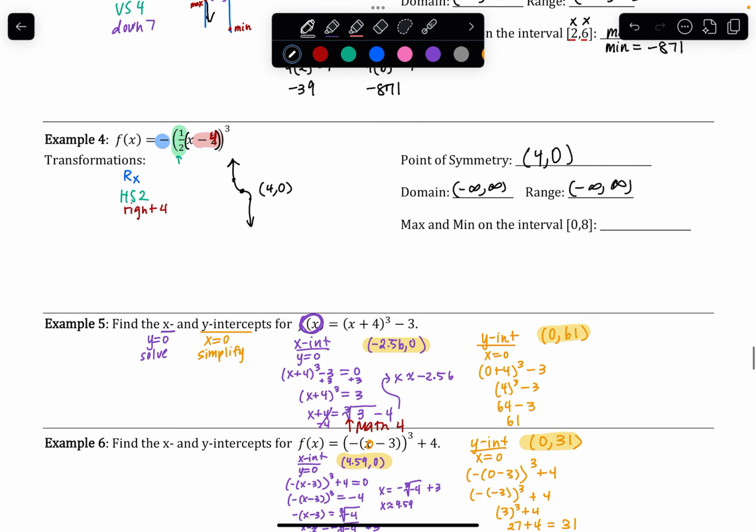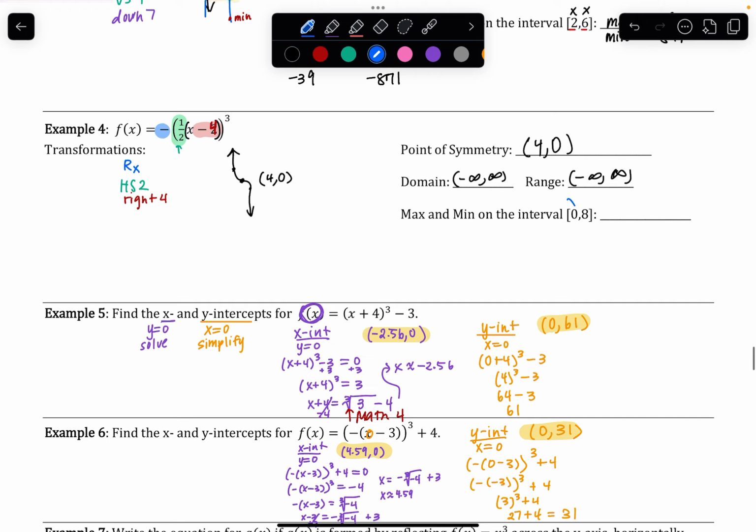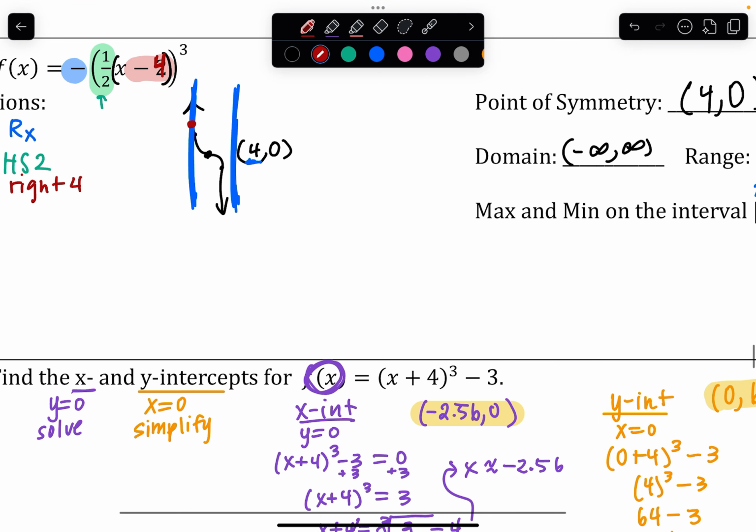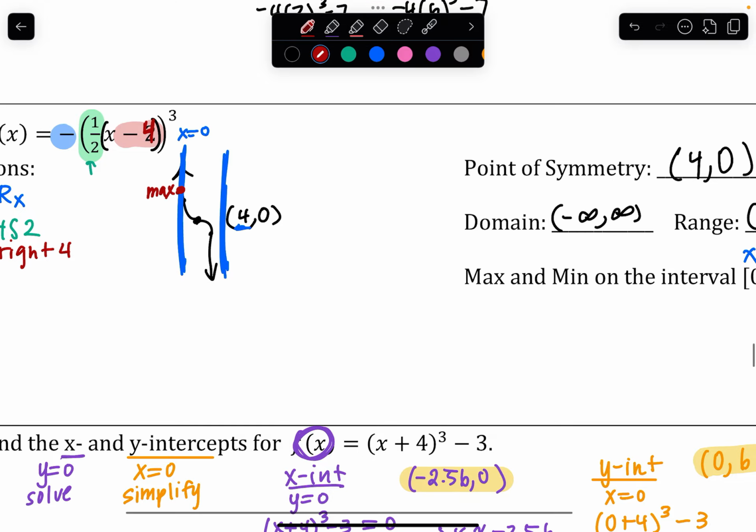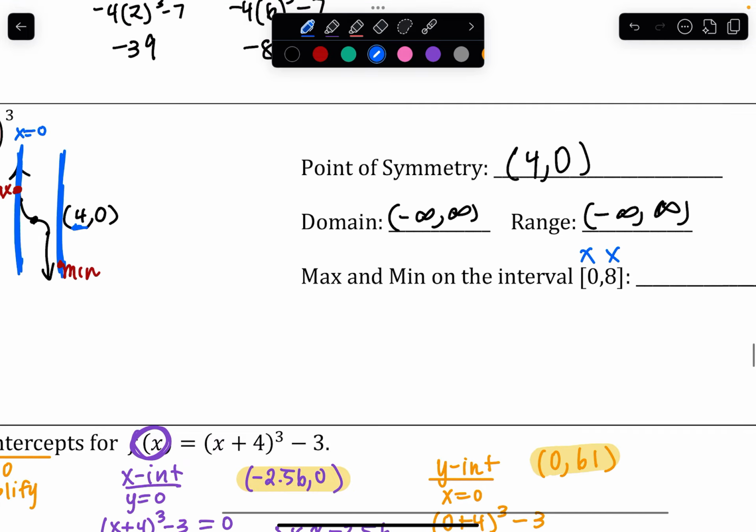And this time we're looking at an interval from x equals 0 to x equals 8. So x equals 0 would be to the left of this 4. X equals 8 would be to the right. But still, it's a decreasing function. So we know our maximum is going to occur at x equals 0, and we know our minimum is going to occur at x equals 8.